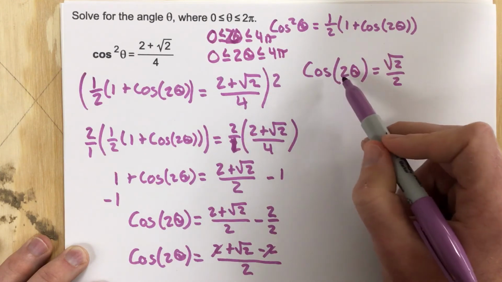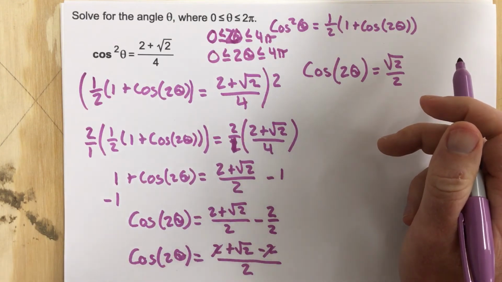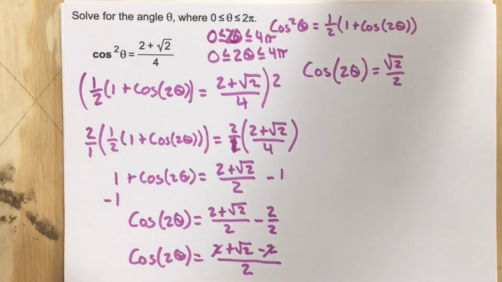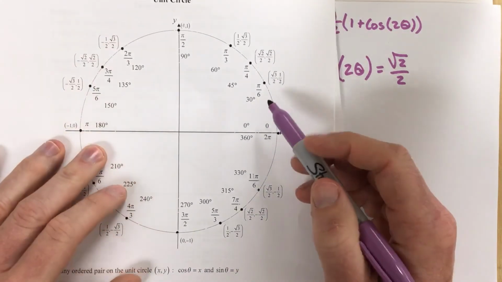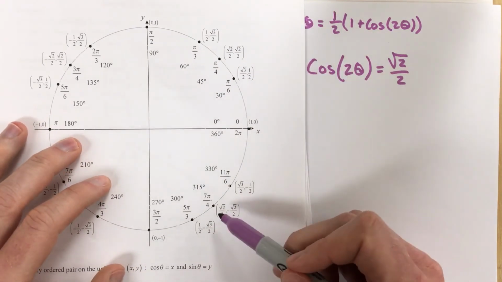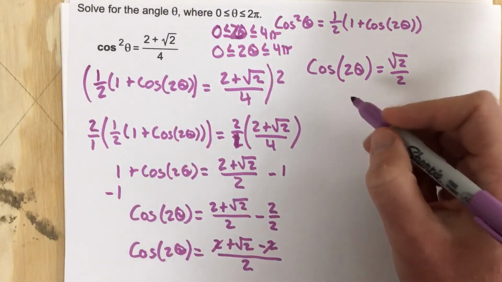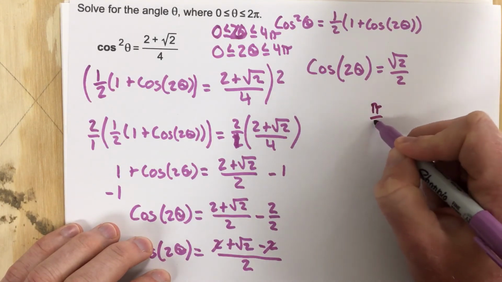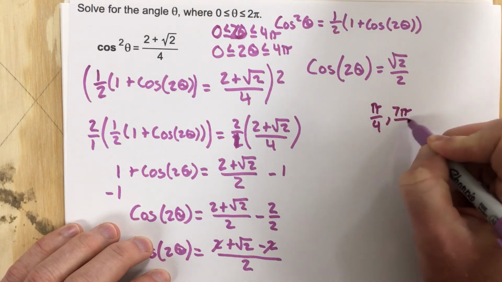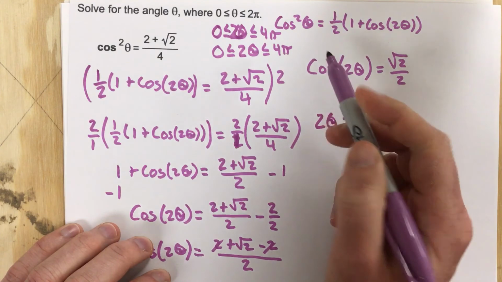Well, when is cosine 2 theta equal to √2/2? Cosine is positive on the right side of the unit circle. If I pull open the unit circle, on the right side I have pi/4, which would be √2/2 for cosine, and I also have 7 pi/4, which would be √2/2. So two of my answers are pi/4 and 7 pi/4. So 2 theta equals at least these two answers, but that was only one revolution around.